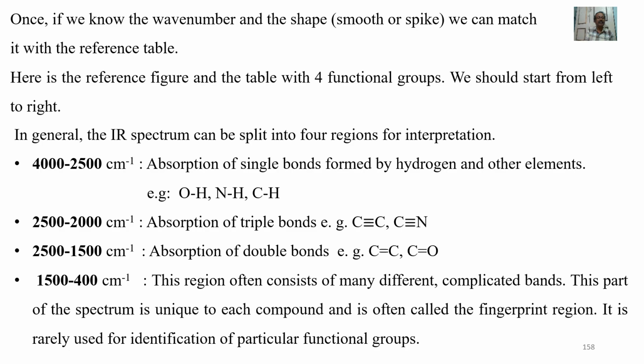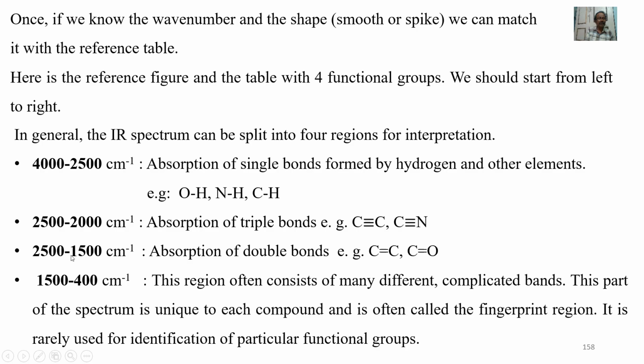In general, the IR spectrum can be split into 4 regions for interpretation. So minimum 4 regions we have to learn by heart. At least we should know. The first region lies between 4000 and 2500 per centimeter. That is absorption of single bonds formed by hydrogen and other elements, that is OH or NH or CH functional groups. 2500 and 2000 per centimeter is absorption of triple bonds, either CC or CN bonds.